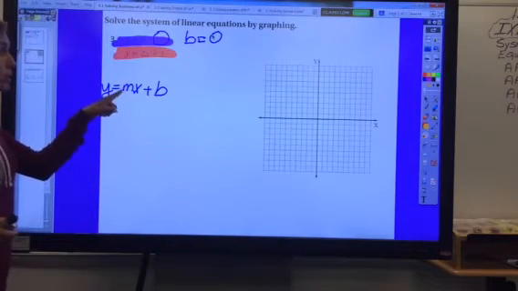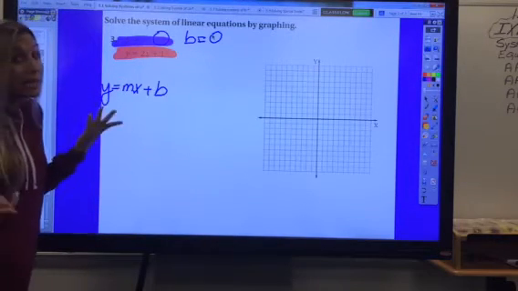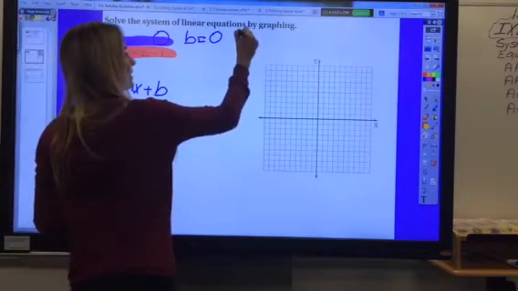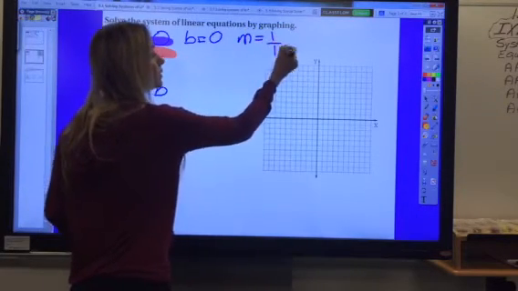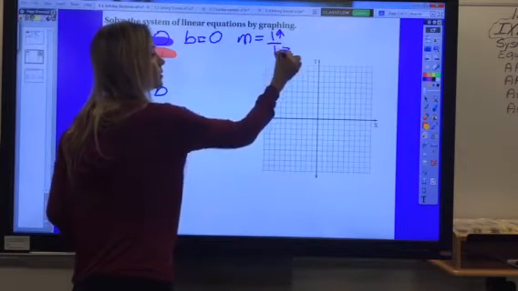What is the m? What is the number before the x? How many x do I see? 1. So m equals 1, and it has to be a fraction. So it's 1 over 1. 1 unit up, 1 unit over.